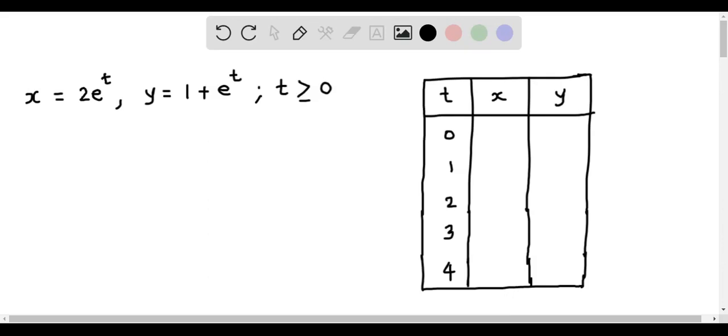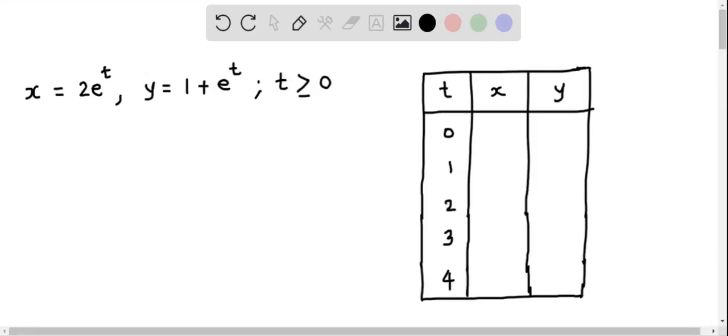Let's graph the curve whose parametric equations are given as x equals 2e^t and y equals 1 plus e^t, where t is greater than or equal to 0. To graph the curve, we need some values for x and y. Here I have created a t chart for some values of t. We will fill this table, and using the values of the xy coordinates, we can graph the curve.